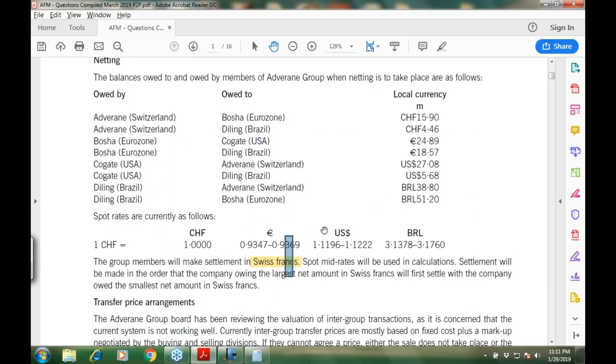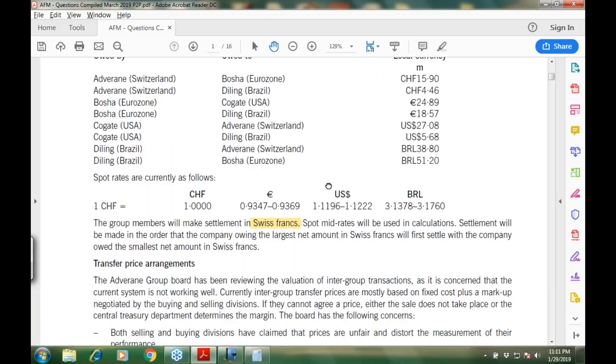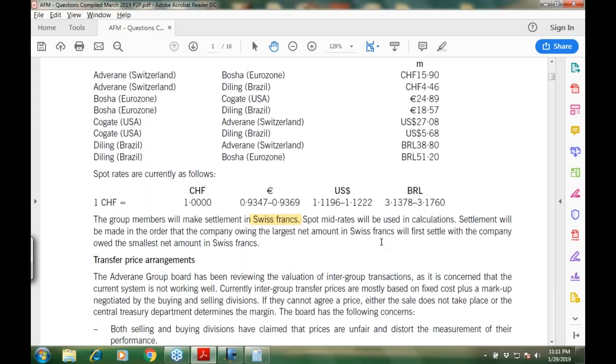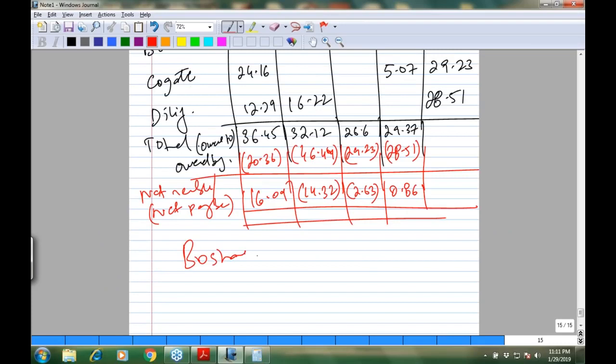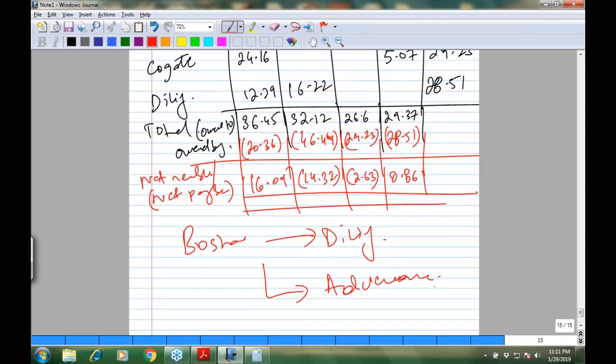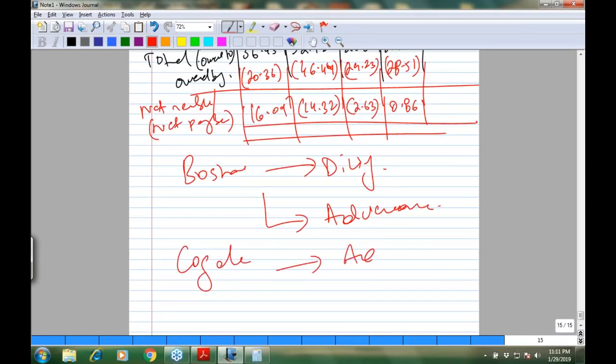We were being told how the settlement would be. It says settlement will be made in the order that the company owing the largest net amount in Swiss francs will first settle with the company owed the smallest net amount in Swiss francs. So first, Boscha would pay Dilling, and then Boscha would pay Adverine. Later Colgate would pay Adverine. This is how the settlement would take place, because the company owing the largest amount makes the payment to the company owed the lowest amount, and then the sequence goes on.